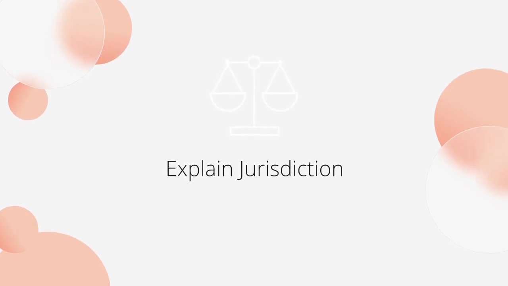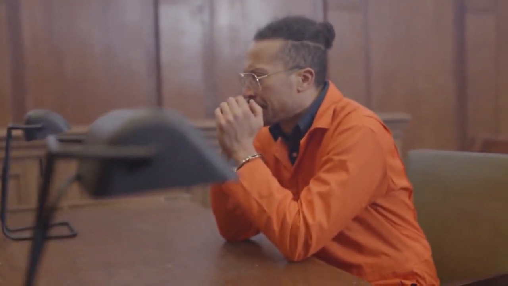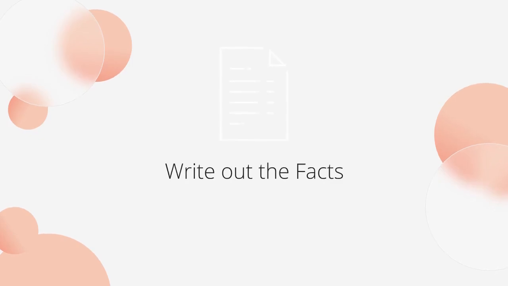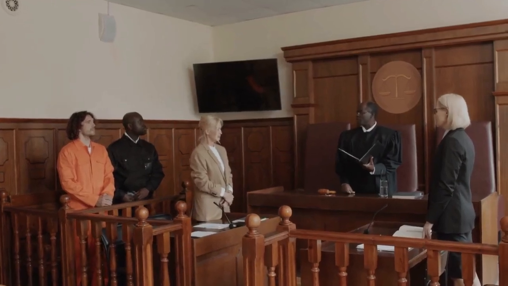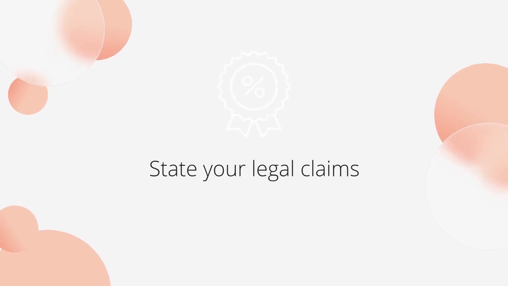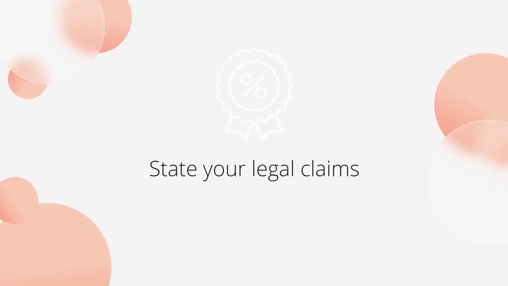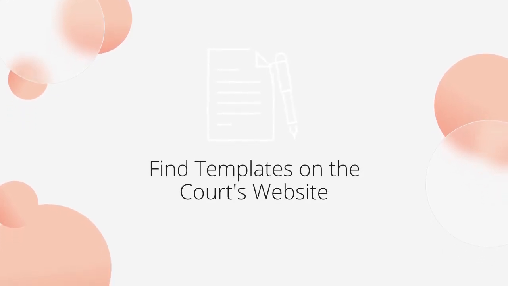Second, you must explain why you're filing in that specific court, which is called jurisdiction. This is usually based on where the defendant lives or where the incident happened. Third, you'll write out the facts of your case in a clear, chronological order. Stick to what happened, when it happened, and who was involved. Fourth, you need to state your legal claims, known as causes of action, like breach of contract or negligence. You can often find templates or examples on the court's website.